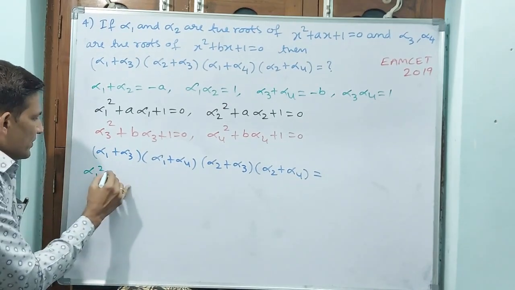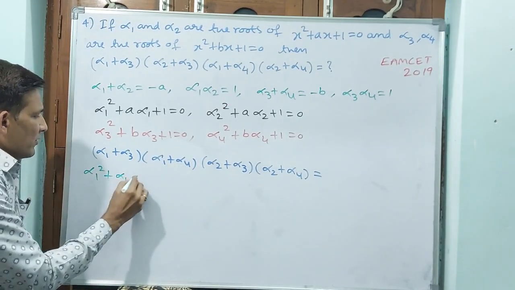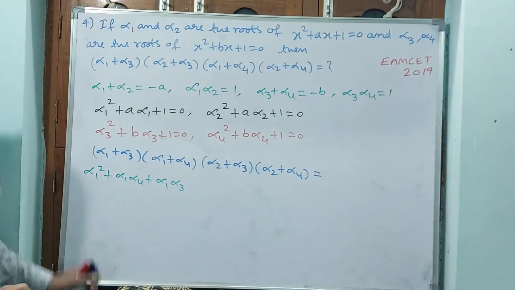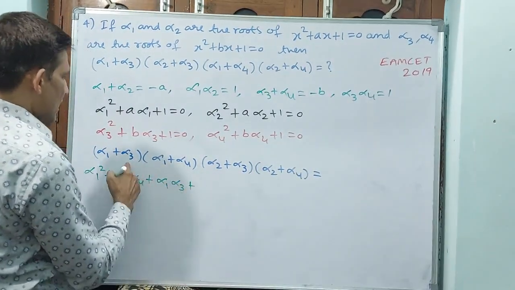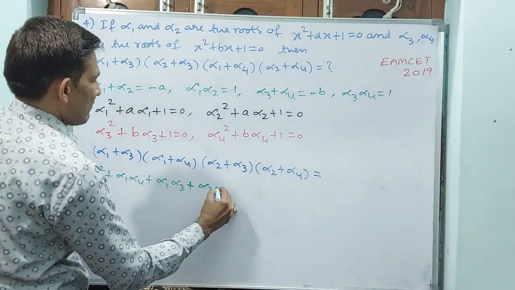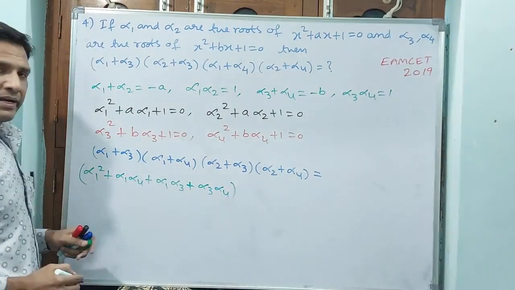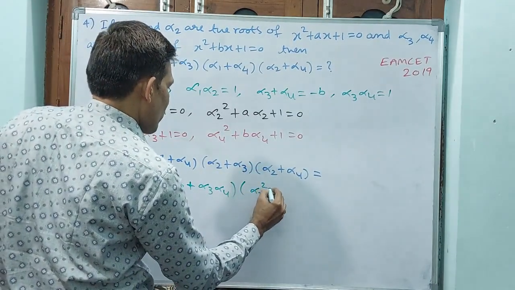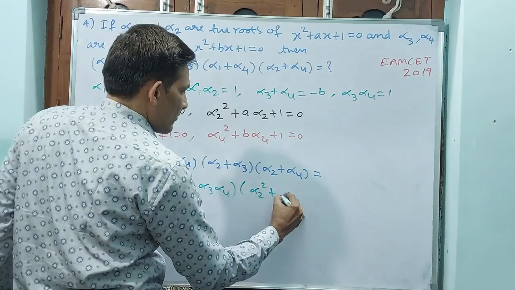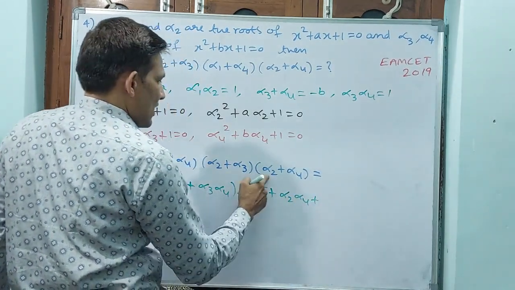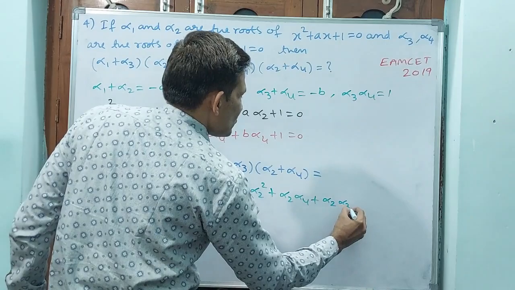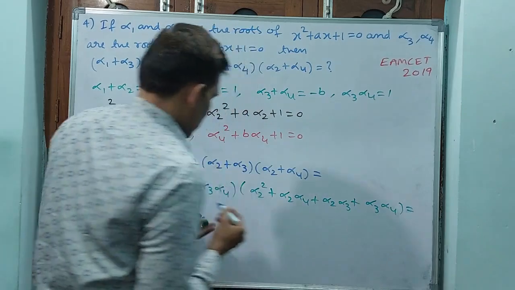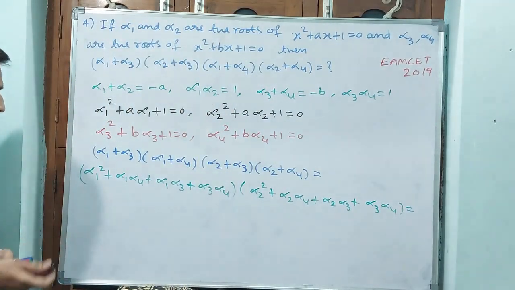Alpha 1 square plus alpha 1 alpha 4 plus alpha 1 alpha 3 plus alpha 3 alpha 4. Put a separate bracket. Now you do this one: alpha 2 square plus alpha 2 alpha 4 plus alpha 2 alpha 3 plus alpha 3 alpha 4. That is equal to, see, I am writing equal to.